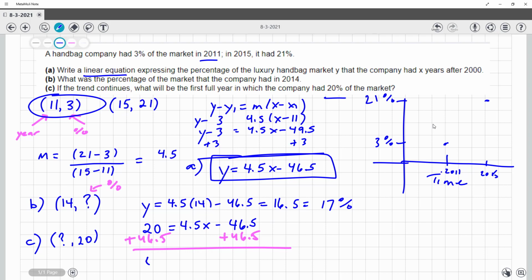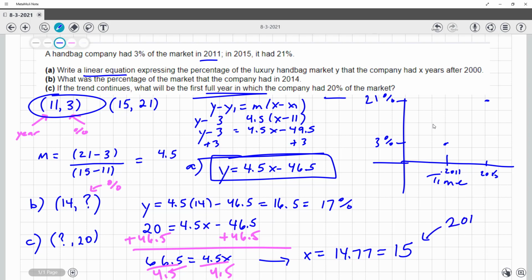I get 66.5 equals 4.5x, and finally divide both sides by 4.5, and you should get x is 14.77, but the first full year would be 15, but notice it wants the actual year, so this would be 2015. This just shows you that certainly this stuff is used in the real world, right? It's just being able to see how to apply it in an example like this.